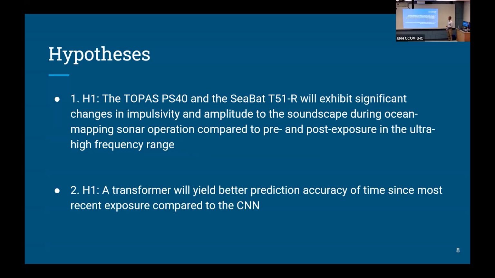What were the two main hypotheses? The first alternative hypothesis would be that both the T51-R and the PS40 would have significant contributions to impulsivity and amplitude, at least at ultra high frequency, which is anything above 10,000 hertz. The second alternative hypothesis was expecting that the transformer would yield better results, essentially getting higher accuracy than the CNN, due to the transformer's attention mechanism, which makes it able to find these long-term patterns in the data.